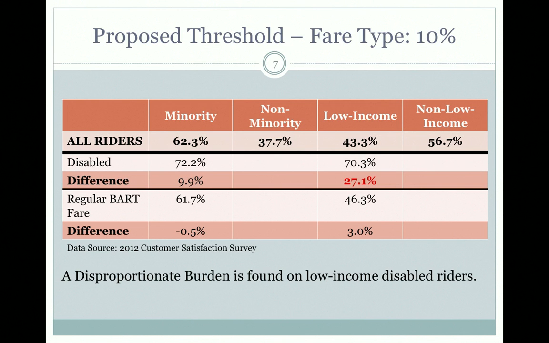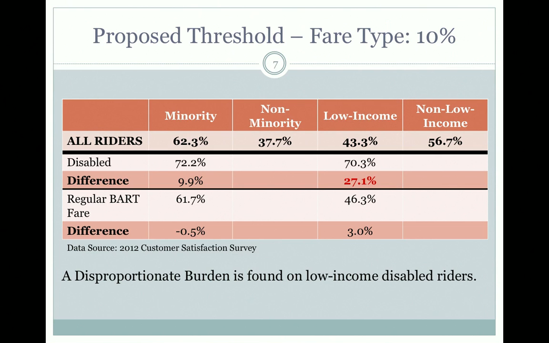However, when we look at the disabled riders, 72.2% report themselves as minority. The difference between disabled minority riders, 72.2%, and all minority riders, 62.3%, is 9.9%. This is under the 10% threshold we are proposing. So, there is no disparate impact found on minority populations.